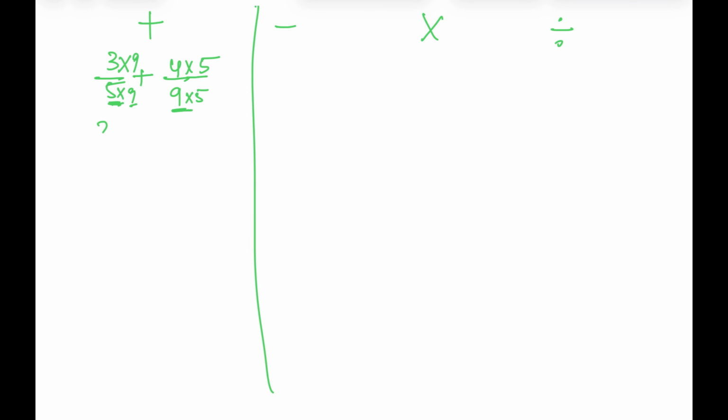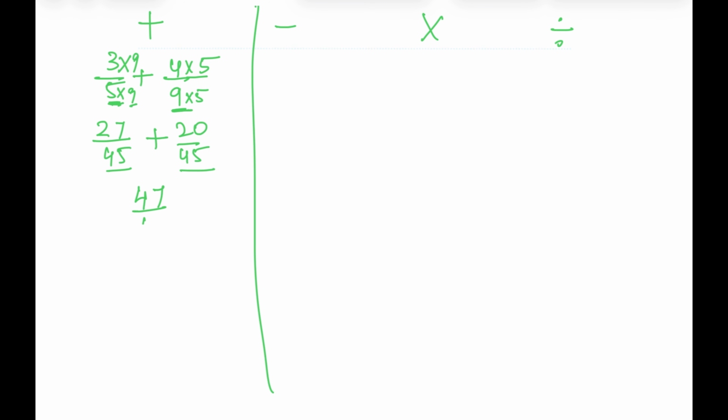So what do I get here? It's 27 upon 45 and here it's 20 upon 45. Now if you check, the denominator is same. Now if the denominator is same, can we add the numerator? Yes, obviously. So now if I add the numerator, what do I get?